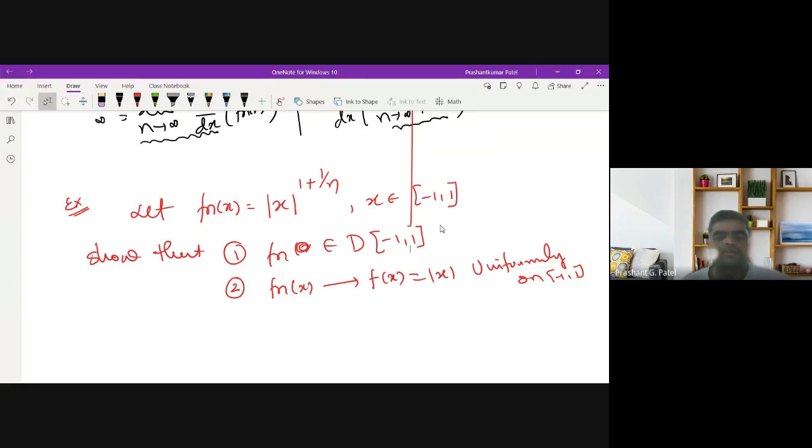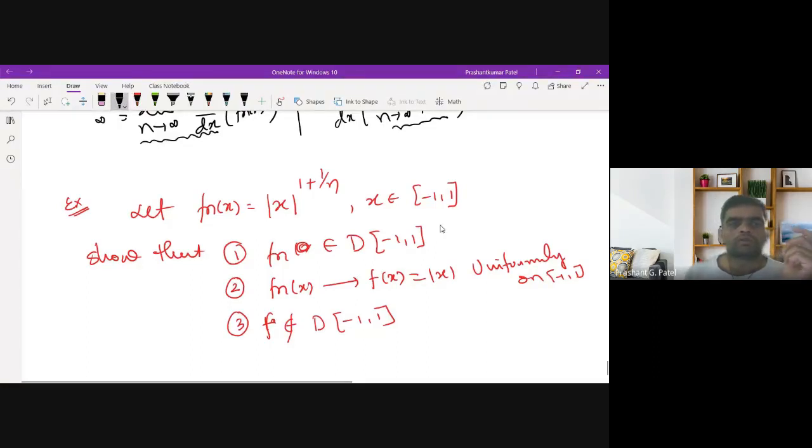And what this tells you is that fn converges to f, which is mod of x, but this mod of x is not differentiable. The third statement is f does not belong to D of minus 1 to 1. That we know already, that the mod function is not differentiable in the interval minus 1 to 1 because it's not differentiable at 0. So this example tells you that each fn is differentiable, but its limit may or may not be differentiable, even though the convergence is uniform. Again, one can ask under which situation it will be true.